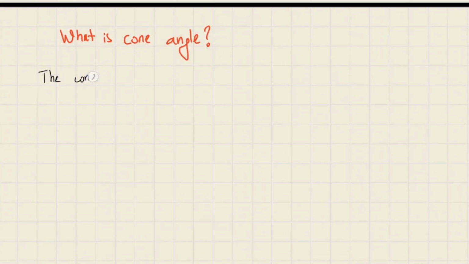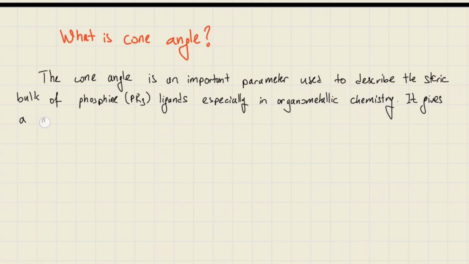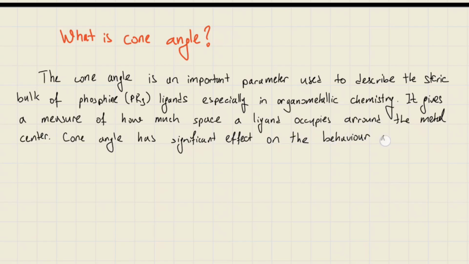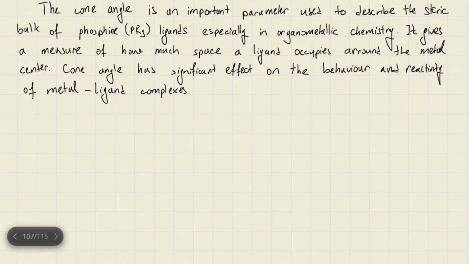The cone angle is an important parameter used to describe the steric bulk of the phosphine ligands, and especially in organometallic chemistry, it gives a measure of how much space a ligand occupies around the metal center. Cone angle has a significant effect on the behavior and reactivity of metal ligand complexes. And we can draw the cone angle. I want to represent the cone angle.